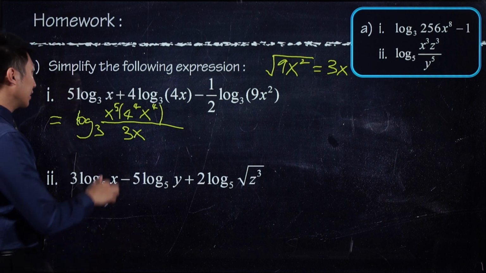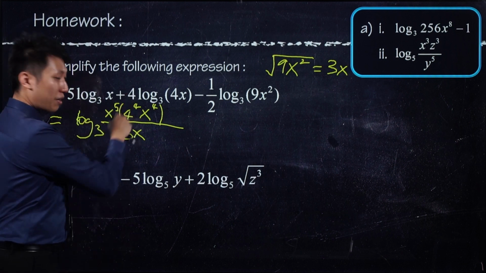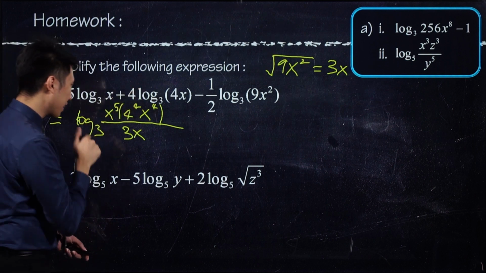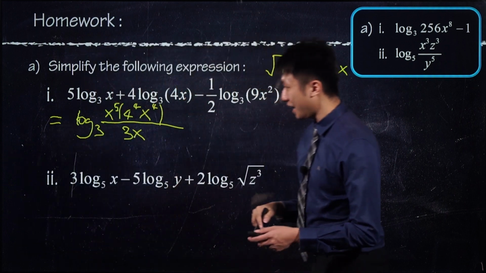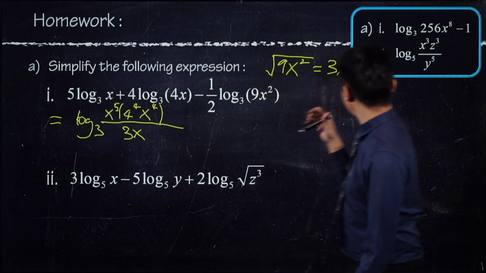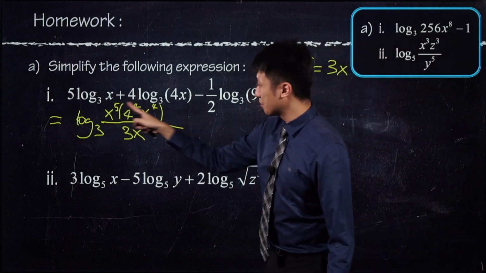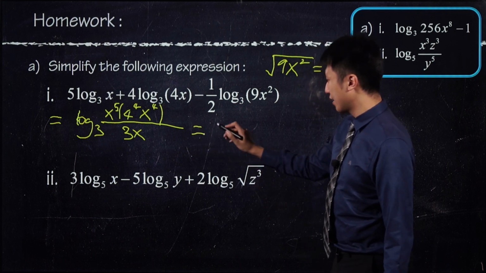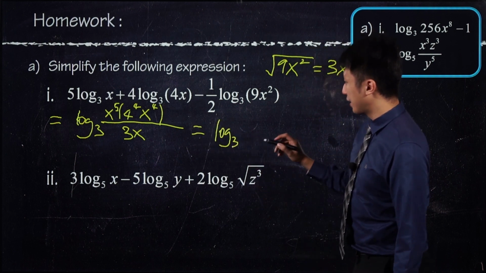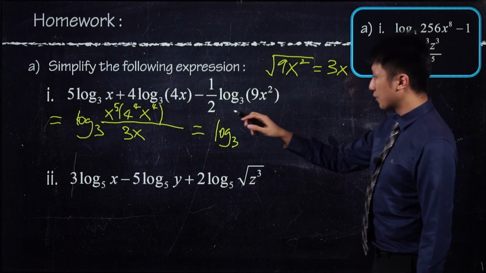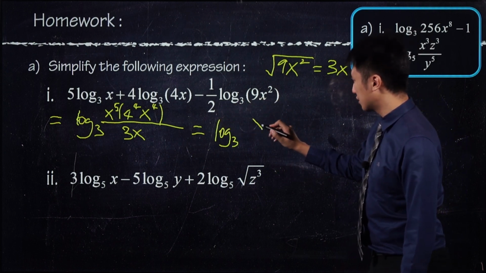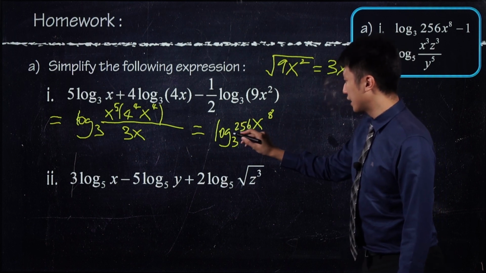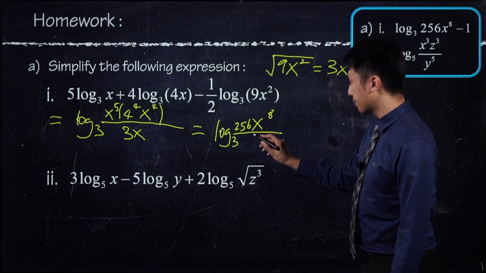Now 4 to the power 4 is 2 to the power 8, you get it? Which is 256. You can say I cheat, yeah, I do. But it's fine. Then this is x to the power 8. x to the power 9 divided by x. So this one, what will you get? You get log 3. Then you get x to the power 8, then this is 256, then divided by 3.